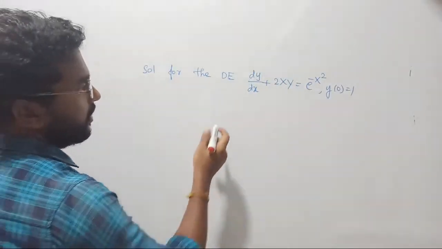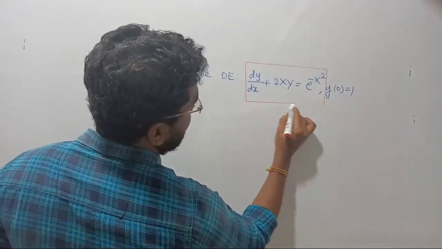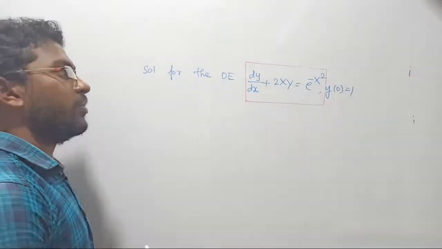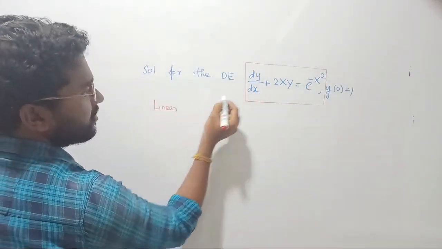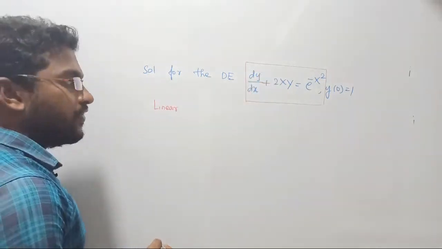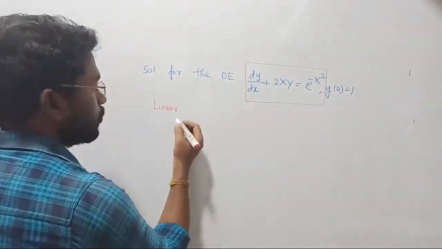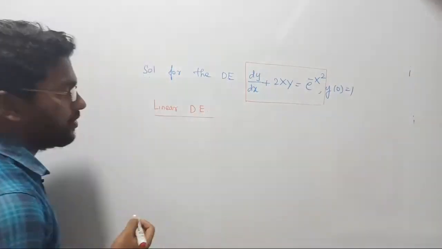Yes. Anyway, you might wonder, sir, the right side has e power minus x square. So what? This is an easy question. Why? Because it is looking like a linear differential equation. Since it is lower order, first we should try to figure out the answer with the help of what? Already we saw 4 methods. So it is in the form of a linear differential equation. What is the answer?